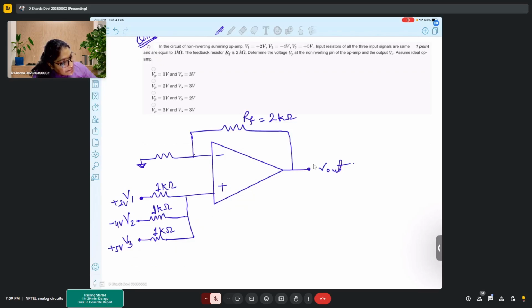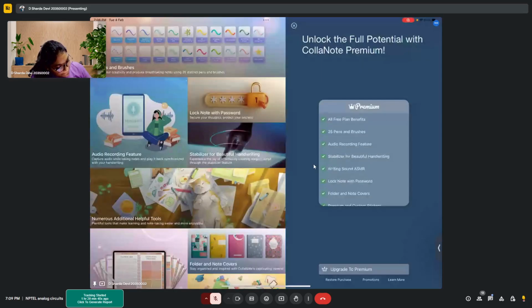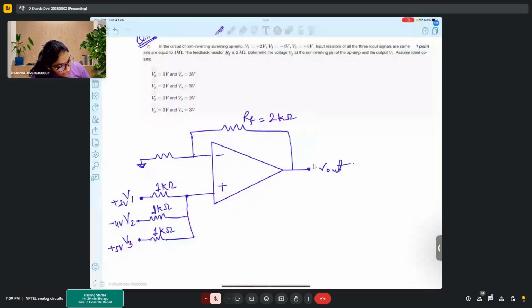Determine the voltage Vp at the non-inverting pin. So basically this is Vp, and the output voltage that will appear across your V out node. Okay, so first of all, how do we solve this problem?